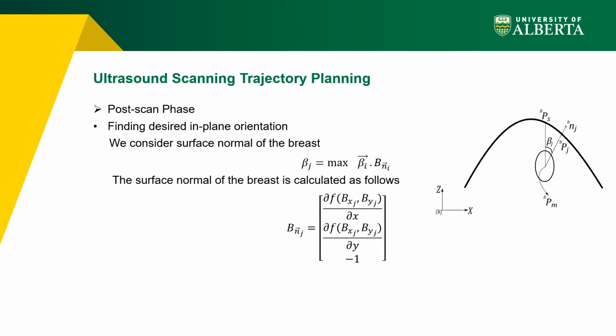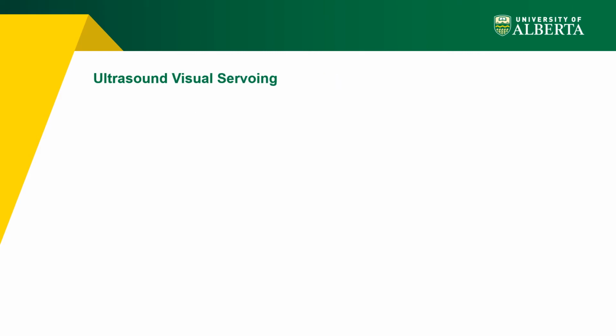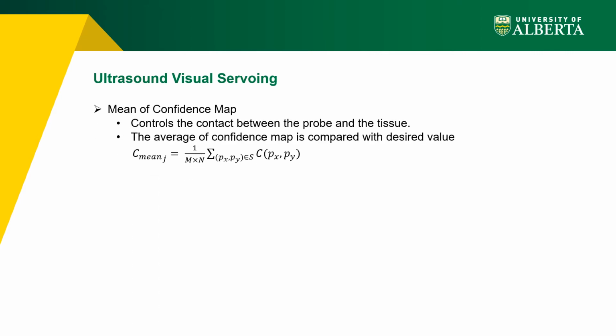The surface normal is found using the second equation, which considers that the point on the surface of the breast follows a 3D equation. Using visual servoing techniques, we now refine the in-plane rotation of the probe and the downward pressure applied to the tissue according to information from the US image confidence map and the segmentation of the stroma in the US frame.